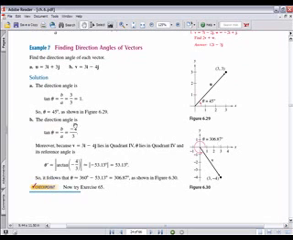For this one, 3i minus 4j, inverse tangent of negative 4 over 3, which is negative 53 degrees, and you can add 360 if you want it between 0 and 360. Basically, it's the inverse tangent of the y over the x components.